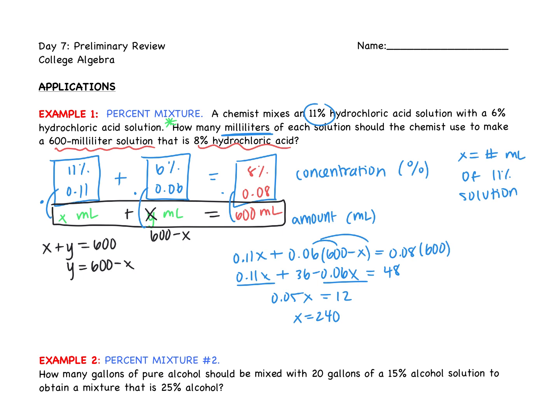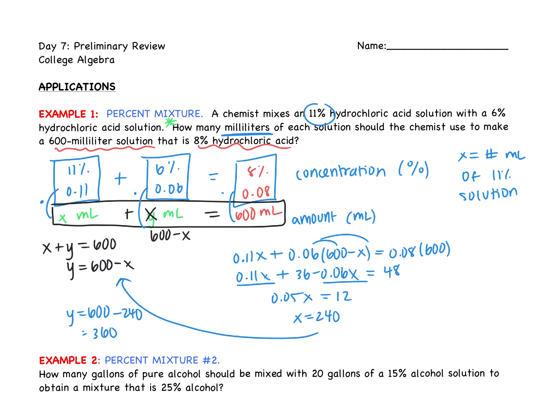So the reason I want us to do that is so that we know if we actually answered the question. The question is how many milliliters of each solution? So at this point, we have 240 milliliters of the 11% solution. We have not fully answered the question yet. If we substitute that back into y, we do 600 and we subtract 240, we're going to get 360.